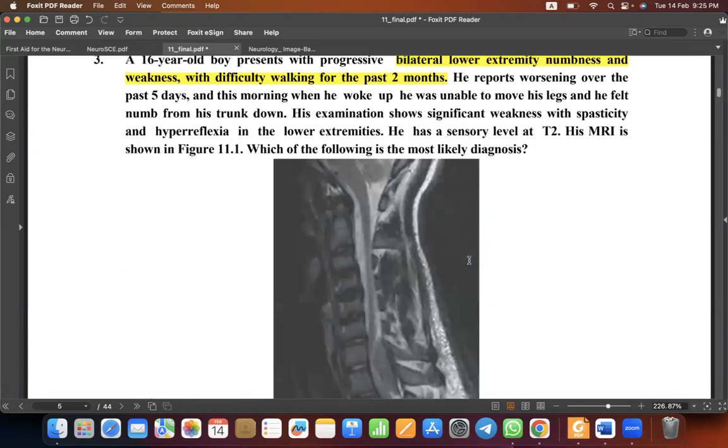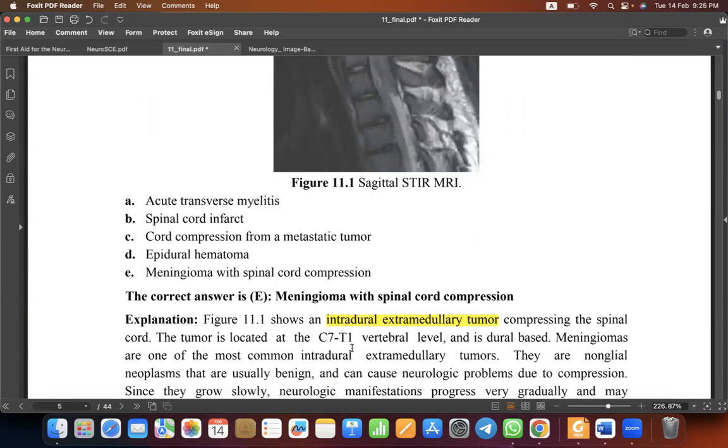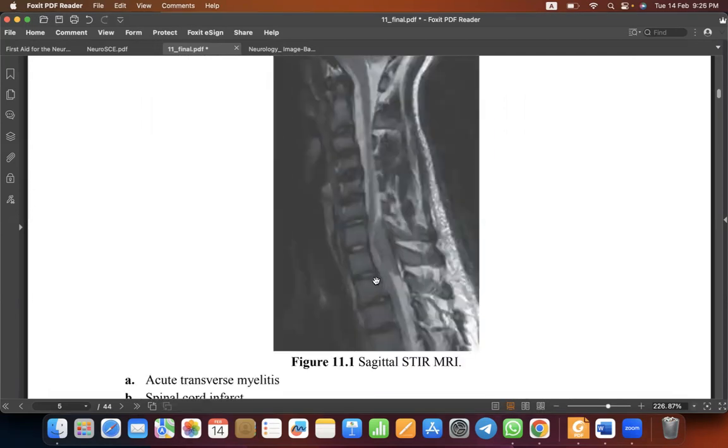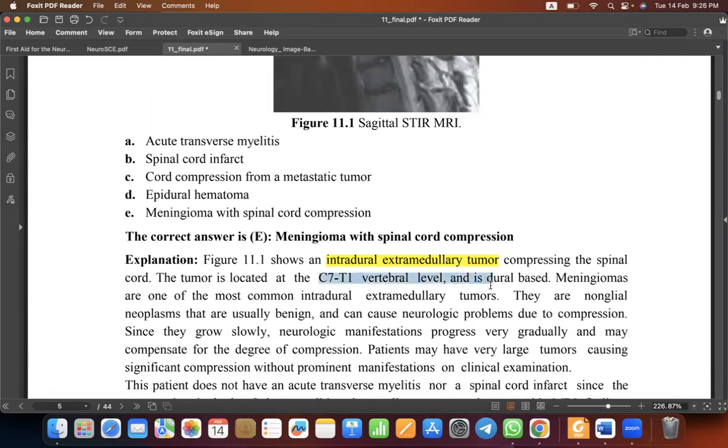The tumor is typically located, as you can see, there is a lot of vertebra. This is the C3, 4, 5, 6, 7, C7, T1, T2. There is a lot of involvement. C7, T1 will be the most important, alongside some T2 involvement as well. So it is C7, T1 vertebral level. It's a dural base, definitely. Meningioma, it's the most common intradural extramedullary tumor.